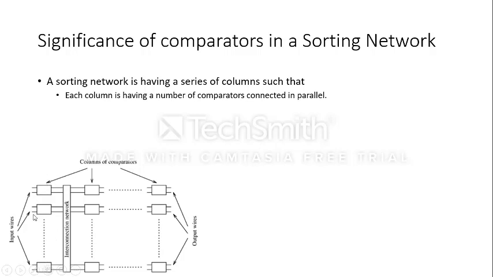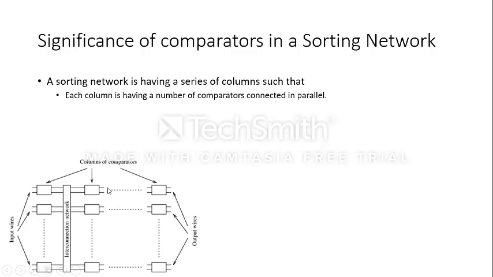The comparator will perform the operation with respect to these interconnection networks, and the values are forwarded to the next column. In this next column, there are capital N comparators, which will take the values as input from the previous comparators or the interconnection network. Whatever values are fed to these comparators are then given to the next layer of the interconnection network.